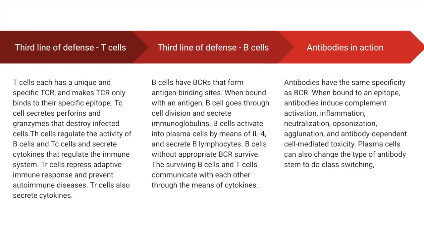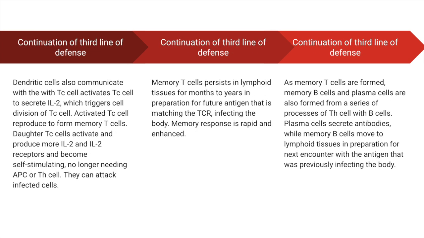We are approaching the end of the third line of defense. The dendritic cells also communicate with the TC cell and then activate the TC cell to secrete interleukin 2, which triggers the cell division of TC cells. Activated TC cells perform clonal expansion, or reproduction of memory T cells as well as TC progeny.